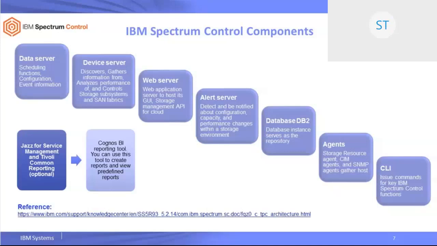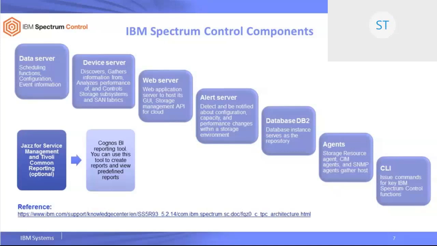The device server discovers, scans and communicates with your storage devices for data collection. The web server, being a WebSphere application, hosts the GUI. The alert server does the alerting work for your storage subsystems and has the ability to detect and notify about configuration changes related to capacity and performance within the storage environments. JazzSM is for service management, and Tivoli reporting is an optional product, though it is inbuilt within your Spectrum Control.